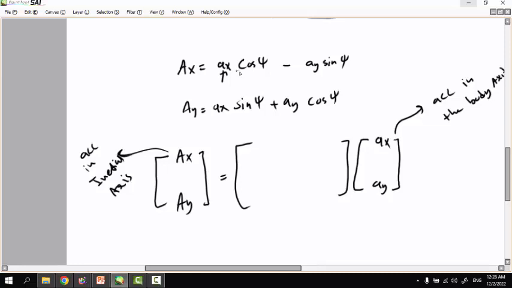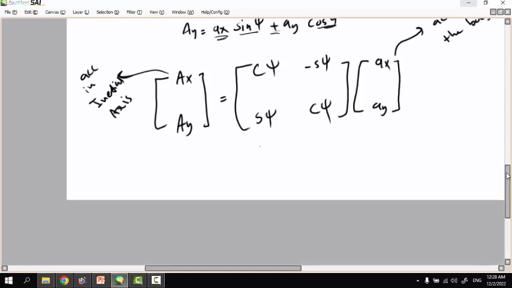So we have here ax times cosine psi, and this minus sine psi, because this times this one, and we have ax times sine psi, plus cosine psi, which is cosine psi. So this matrix is called the transformation matrix, which transforms from the body axis to the inertial axis.